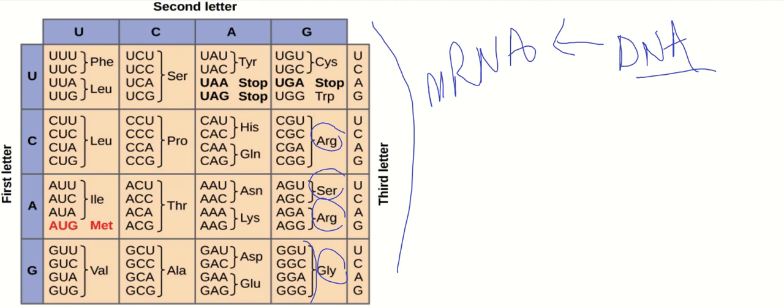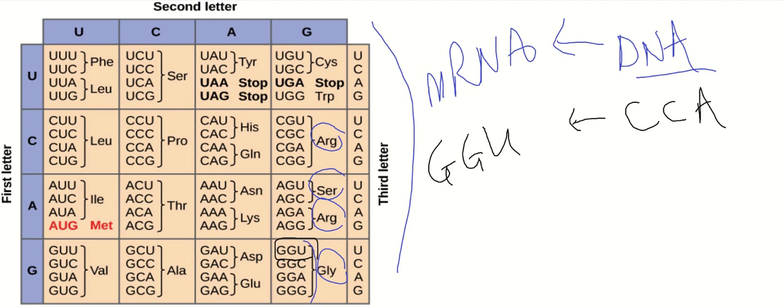There's many different ways. Let's give you an example. All right, so if your DNA codon was CCA, what would that transcribe to on the mRNA? It would be GGU. That would mean on the ribosome that GLY is accepted or made.